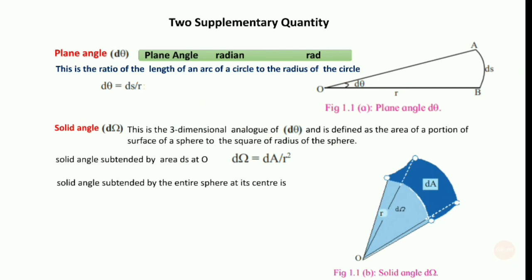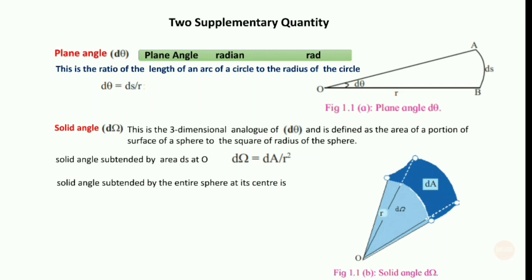Solid angle, d omega. This is the three-dimensional analog of a plane angle, that is d theta, and it is defined as the area of a portion of the surface of a sphere to the square of the radius of the sphere. I will repeat it again. This is the three-dimensional analog of a plane angle, and is defined as the area of a portion of the surface of a sphere to the square of the radius of the sphere.